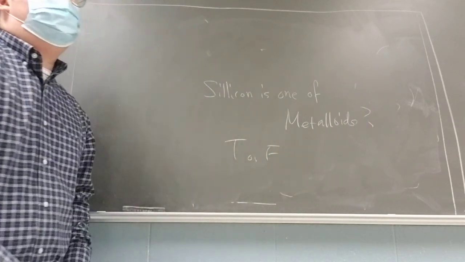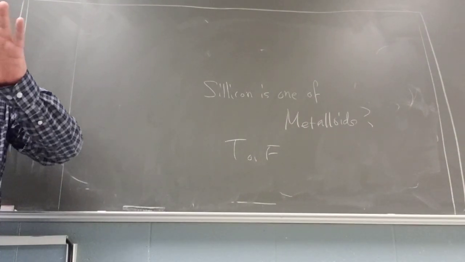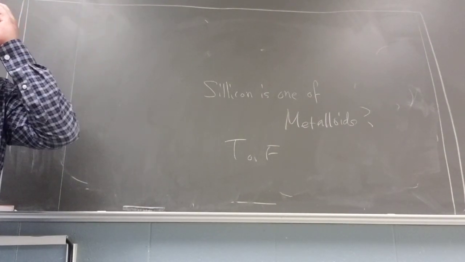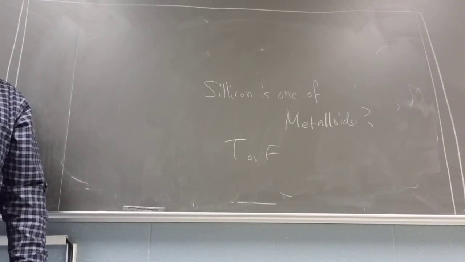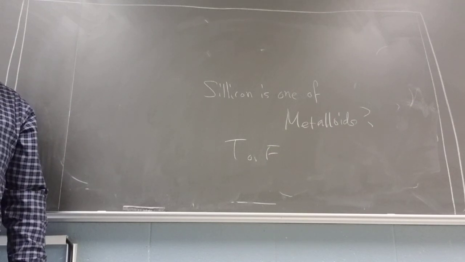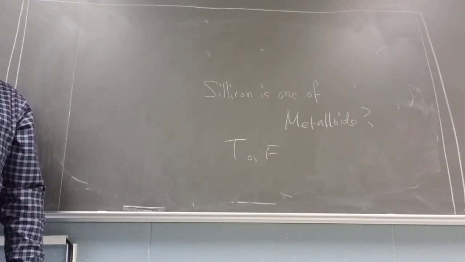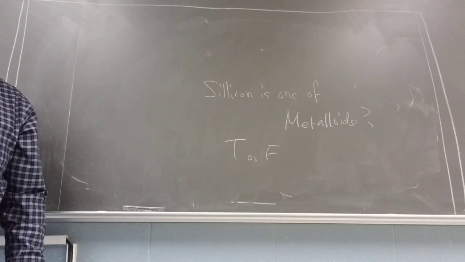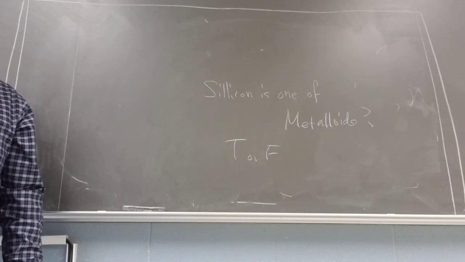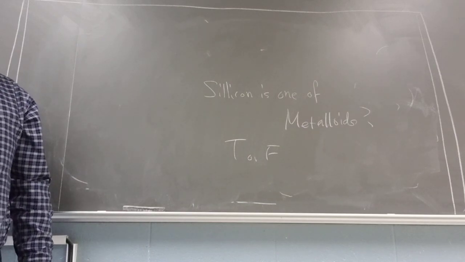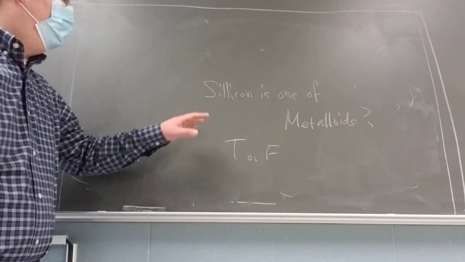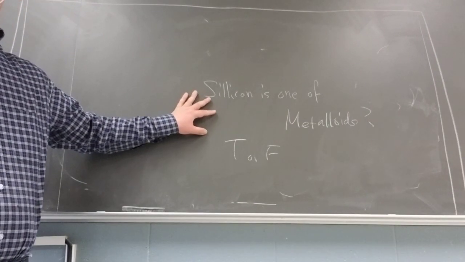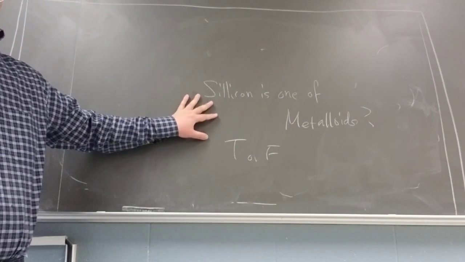Metalloid simply means you're going to find most of the metals on the left side of the periodic table, most of the non-metals on the right side, and somewhere in between you have some elements that are somewhat metal and somewhat non-metal. They're kind of half and half. I gave you silicon as one example of a metalloid, so this is actually true.